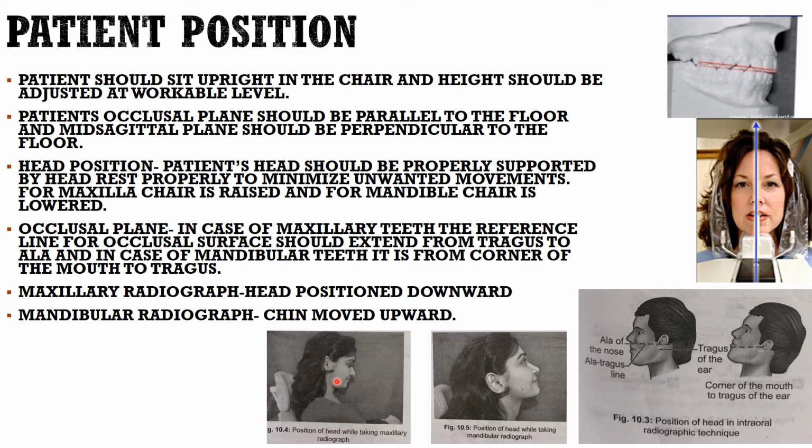For the maxilla, this position is known as the upper horizontal baseline, and this is known as the lower horizontal baseline. After that, you ask the patient to wear a lead apron or a thyroid collar, and then you explain the procedure to the patient.